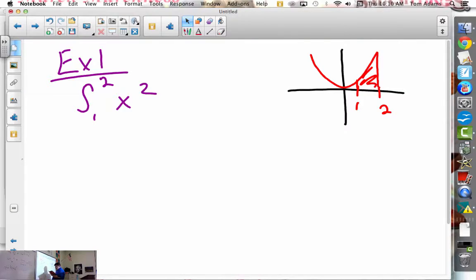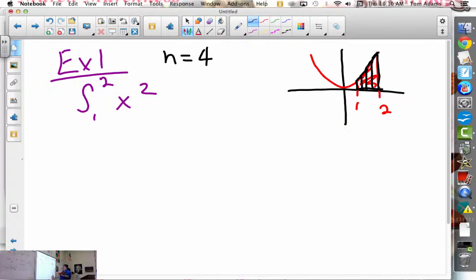Okay? And it also tells me to do it in 4 partitions. Alright? So we can estimate this if I have 4 partitions. In other words, I'm going to go 1 and 2, and then divide that into 4 partitions. So I'm going to have 4 trapezoids like that. And I need to calculate all those values.